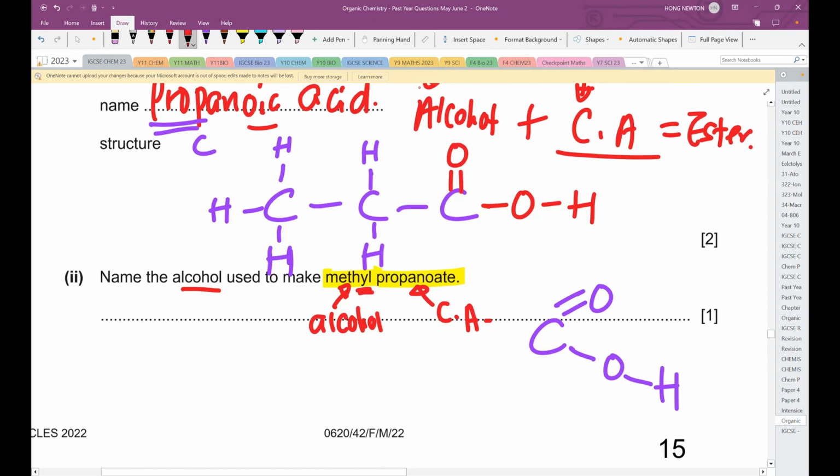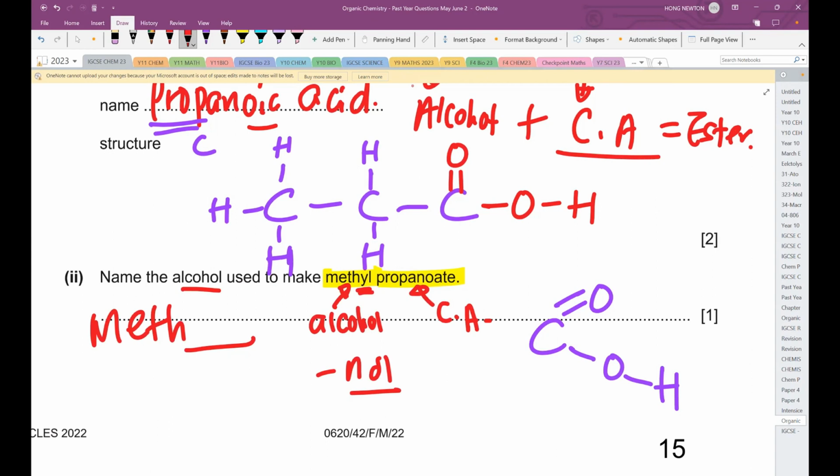You see the YL. So what is the original name? Before he gets married, what is the original name? For alcohol, we have the NOL at the back, correct? So we have the METH, the YL. We just cut the tail, so it becomes methanol. Okay, methanol, like this.